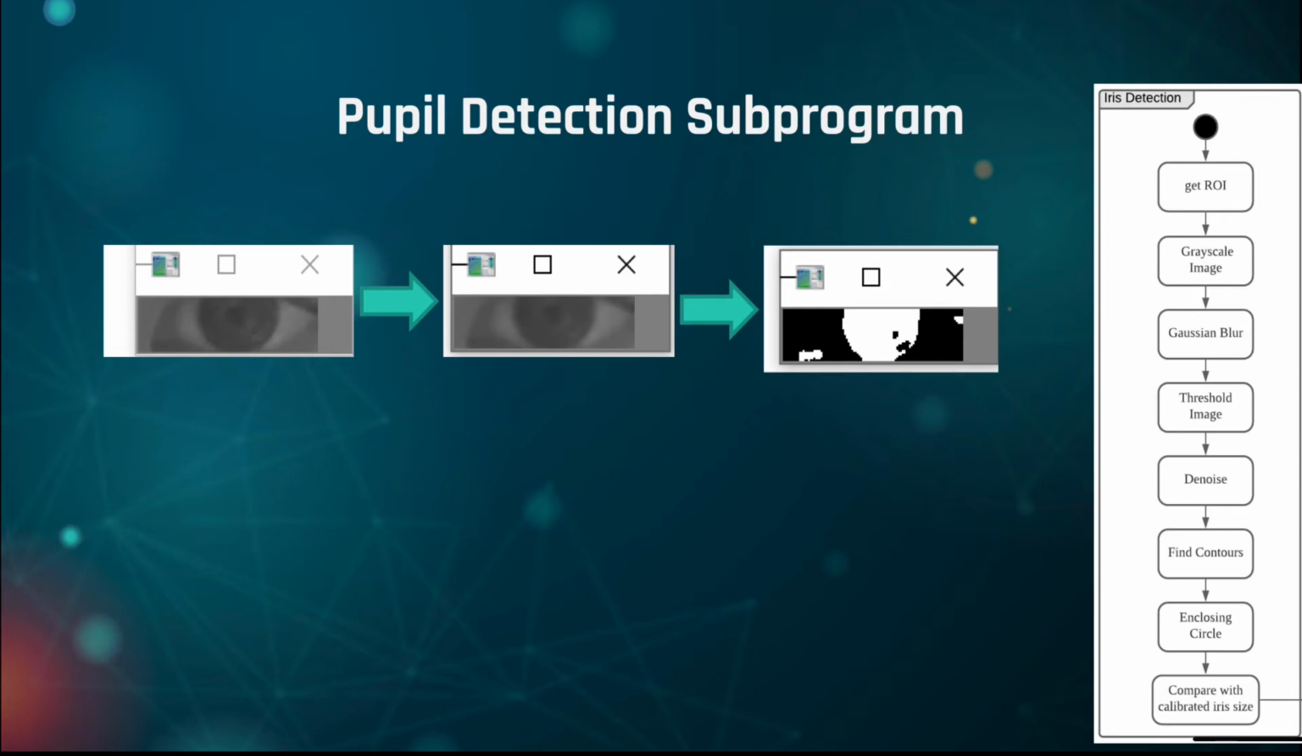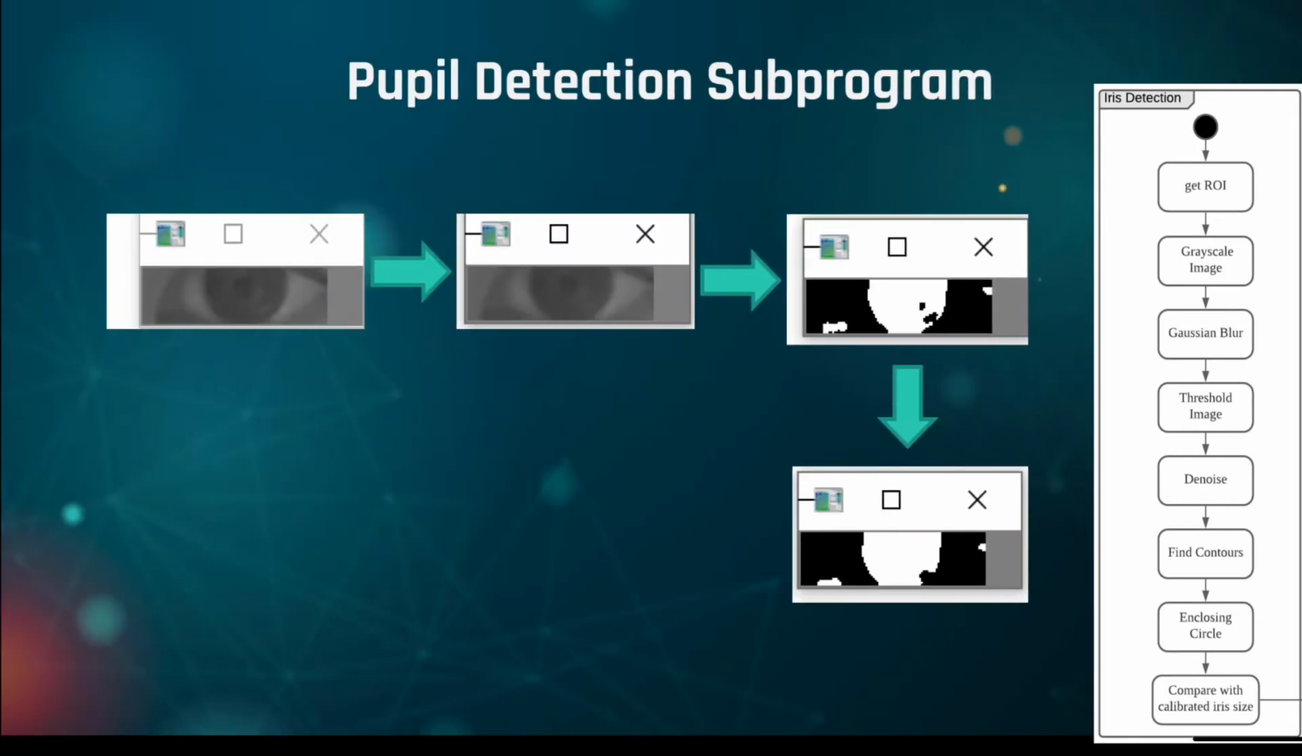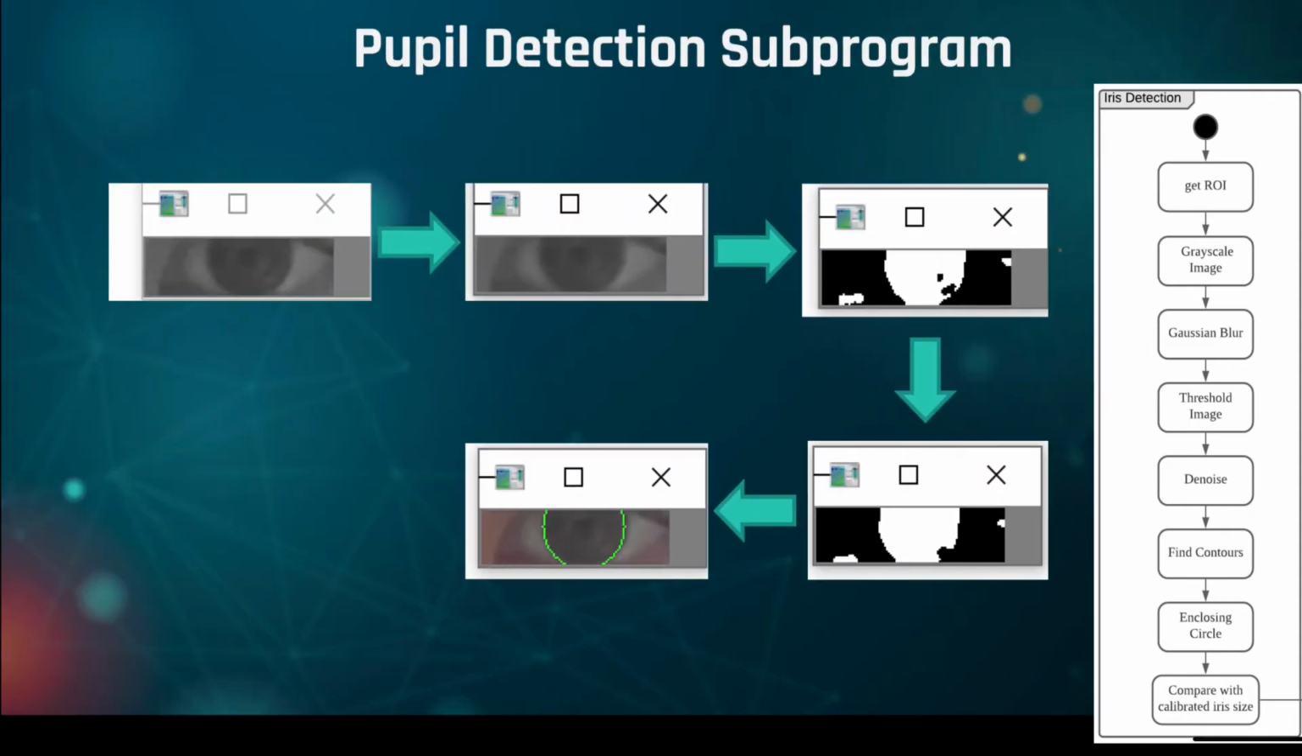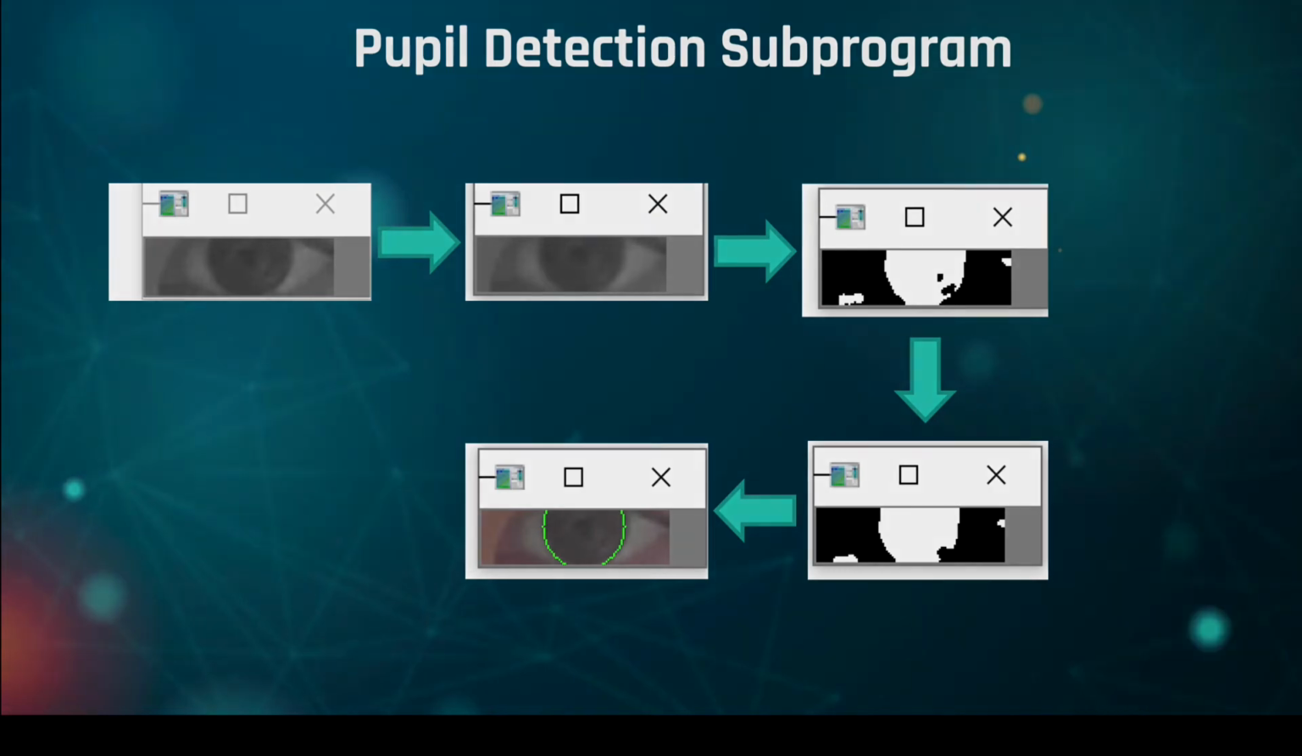To do that, we simply apply a threshold, so every pixel value above that threshold turns to white and the value below turns to black. After one more denoising step, the program finds the contours and encloses a circle with that center coordinate and radius.